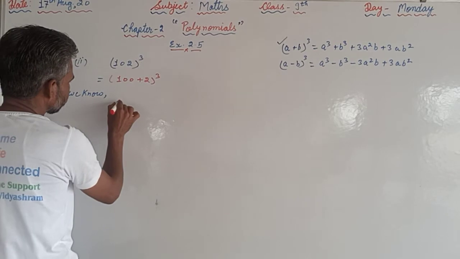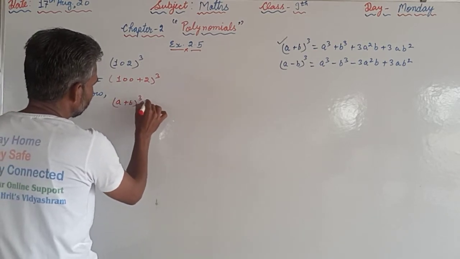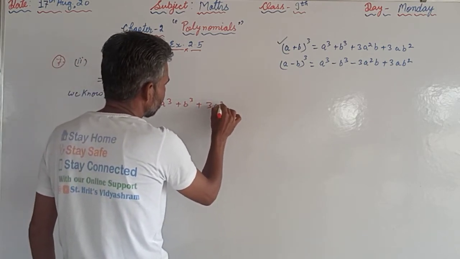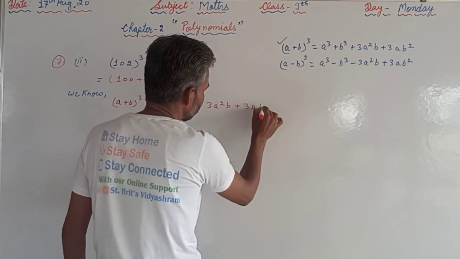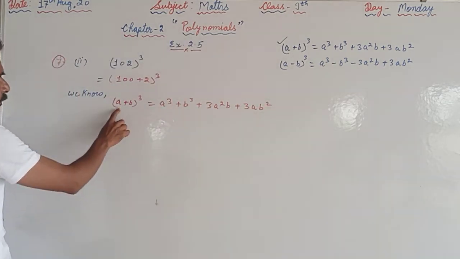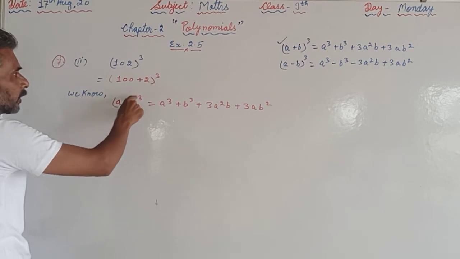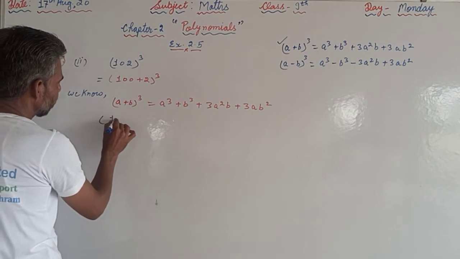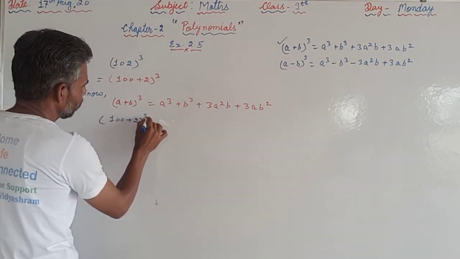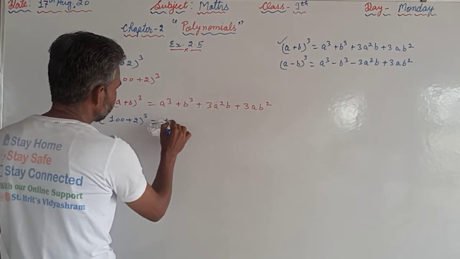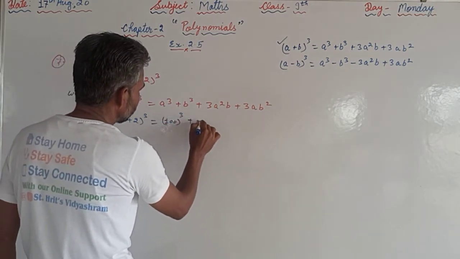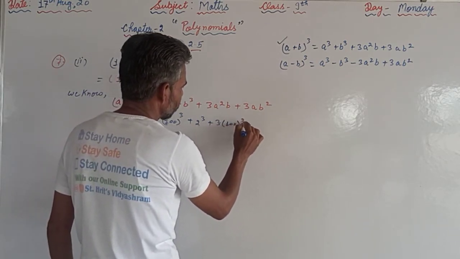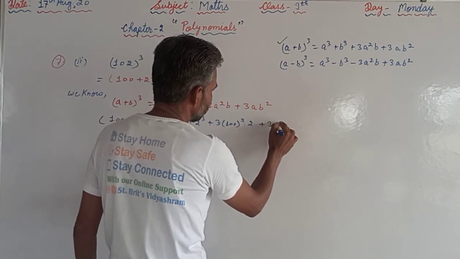Afterwards we will write, we know, (a plus b) whole cube is equal to a cube plus b cube plus 3a square b plus 3ab square. Now in place of a, here it is 100, in place of b, here it is 2. We are supposed to substitute on both the sides. So this side we will get (100 plus 2) cube, and here we will get 100 cube plus 2 cube plus 3 into 100 square into 2 plus 3 into 100 into 2 square.